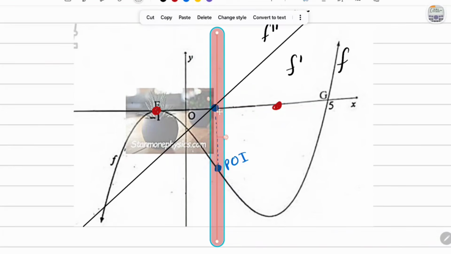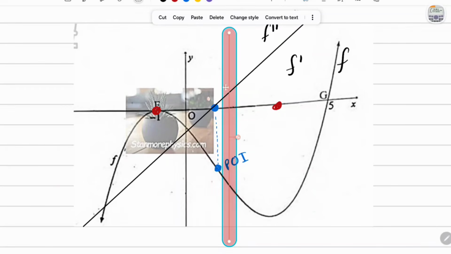And then you get to here. At this point, the straight line has a y value of 0, and this has a negative y value. And now after that, look what happens. The straight line has a positive y value and the cubic function has a negative. We don't want that. We want them to be both negative or both positive.